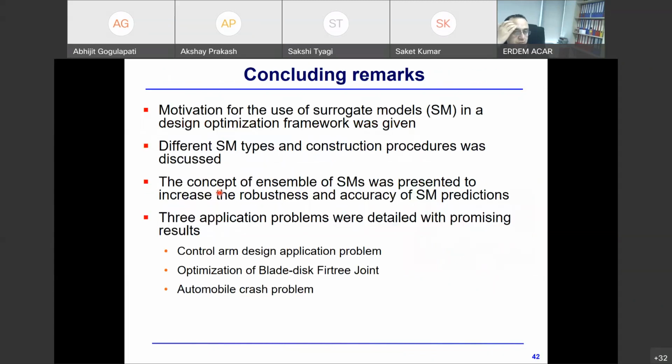In conclusion, what I did in this presentation was I started with motivating you for the use of surrogate models in a design optimization problem. And I introduced you different surrogate model types, and I discussed construction procedures for surrogate models.